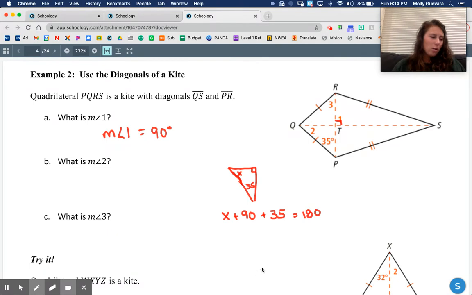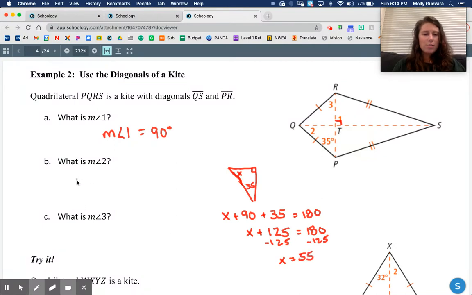Okay, now this hopefully is something that I can just solve, right? 90 plus 35, so I get x plus 125 equals 180. We can subtract 125 from both sides, and I get x is equal to 55. So that tells me that the measure of angle 2 is 55 degrees. So sometimes it's helpful if you take what it is you're trying to find and draw it outside of the diagram that's already been given to you.